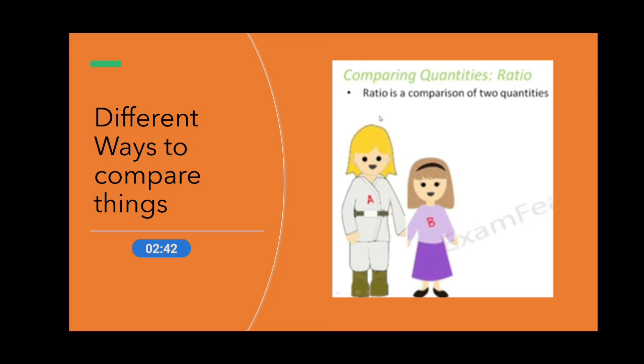Now what are the different ways to compare things? We have studied some different ways. One out of those is ratio. Ratio is the comparison of two quantities.